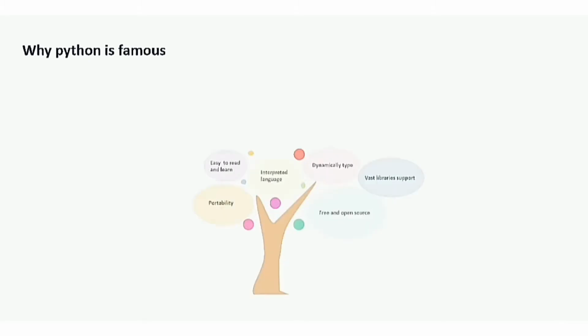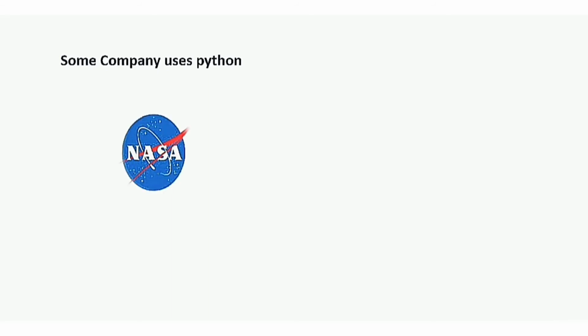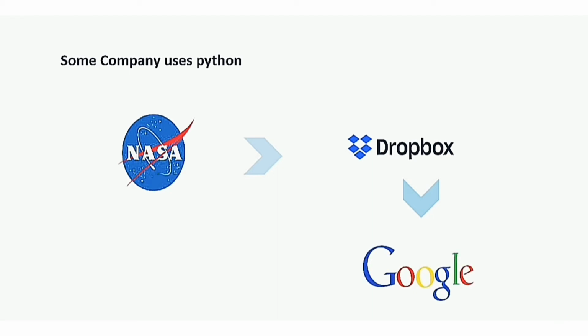Now, why is Python famous? We have C, C++, Java, JavaScript. Still, Python is famous because it is easy to read and learn, portability, interpreted language, dynamic typing, free and open. Now see, some companies use Python, like NASA, Dropbox, Google, YouTube. So we can see all the companies are using Python as a main language or as a support language. Now we will see the history of Python.